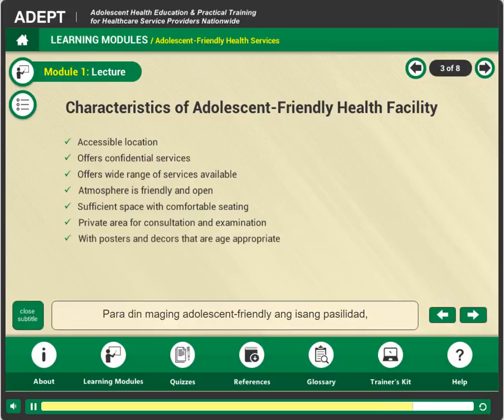In order for a facility to be adolescent-friendly, it also has to operate at convenient hours. In other words, health services should be available to all adolescents during times of the day that are convenient to them.